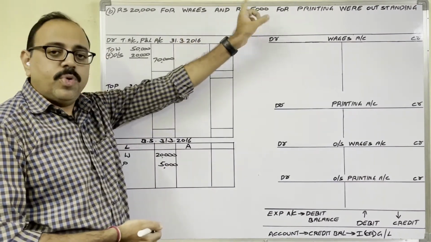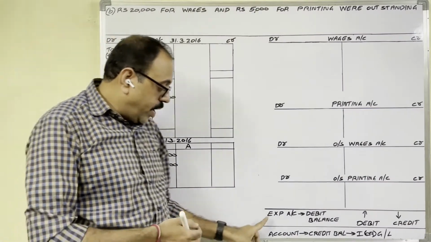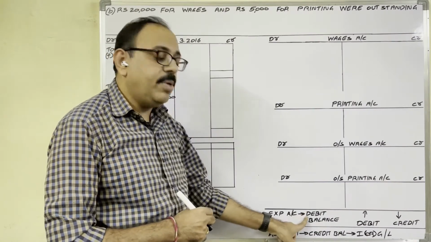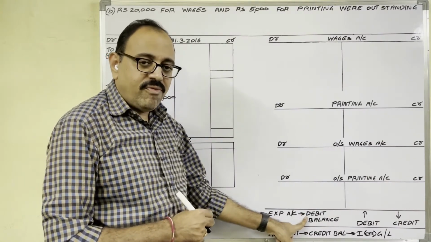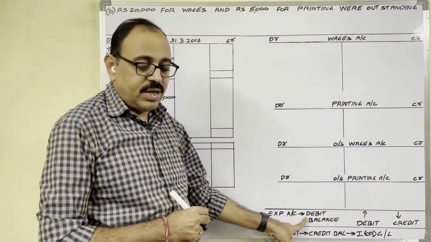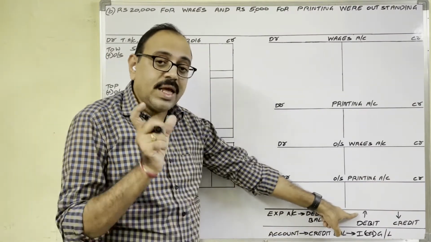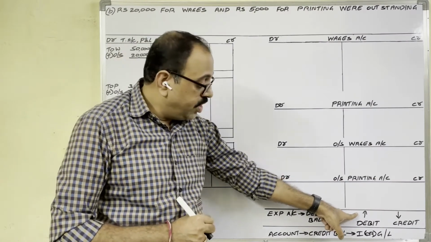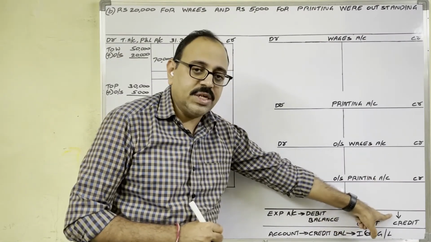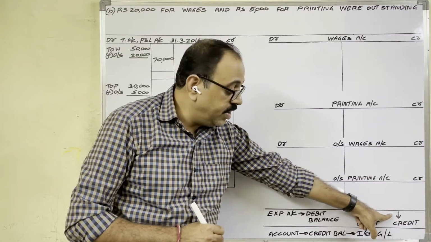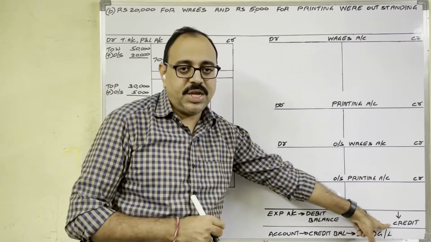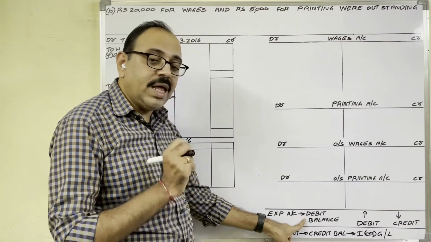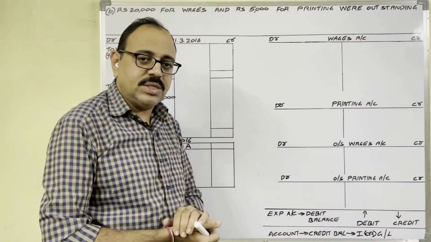Wages and printing are both expenses, no? So expense-related accounts always show a debit balance. Therefore, while writing the adjustment entry, if you want to increase that expenditure, you should debit that expenditure account. If you want to decrease that expenditure, you should credit that expenditure account. First of all, an expenditure account always shows a debit balance. What is the meaning of this?